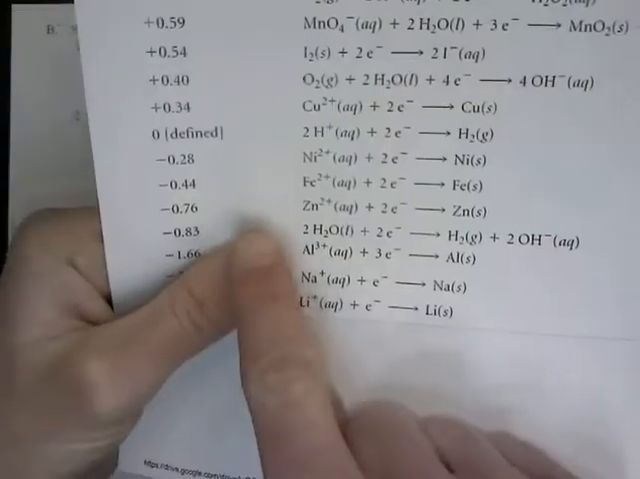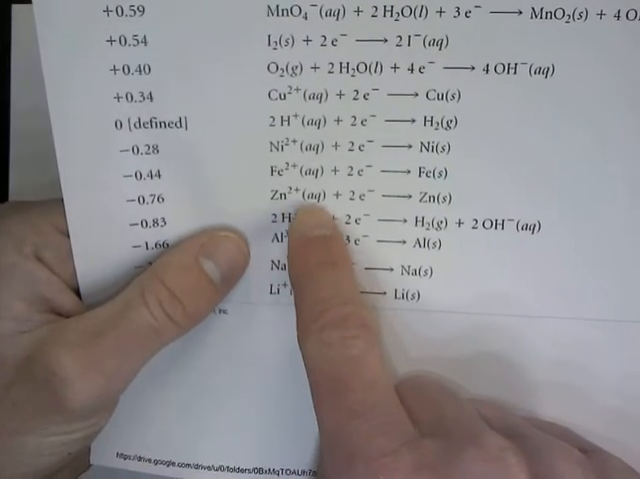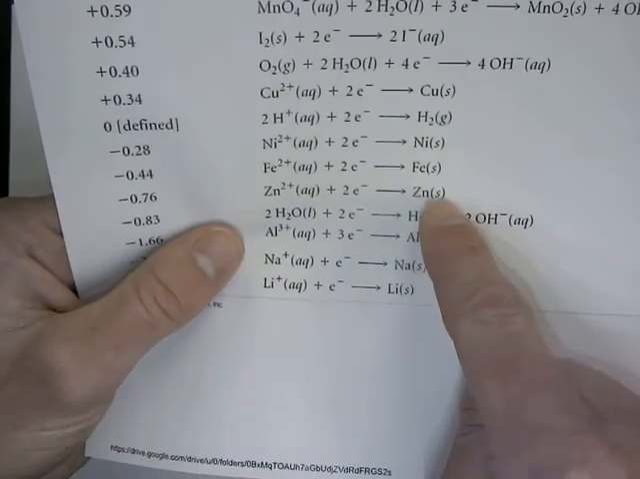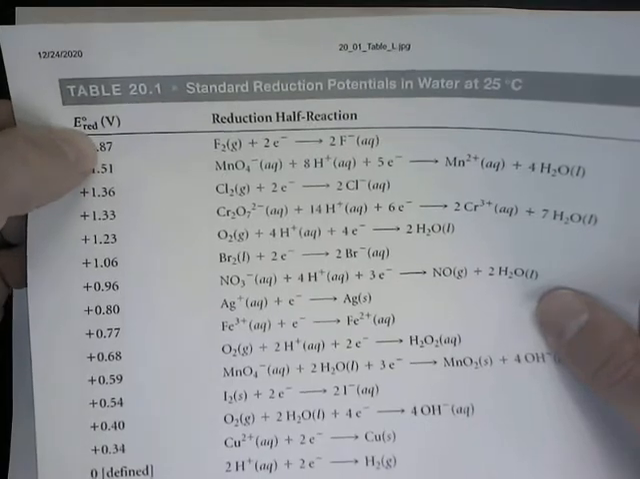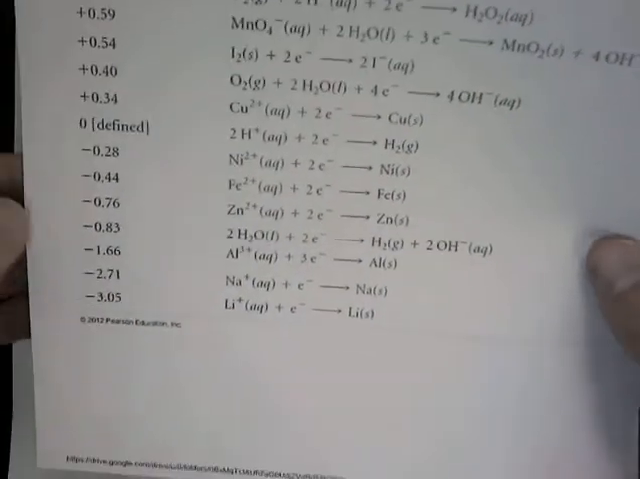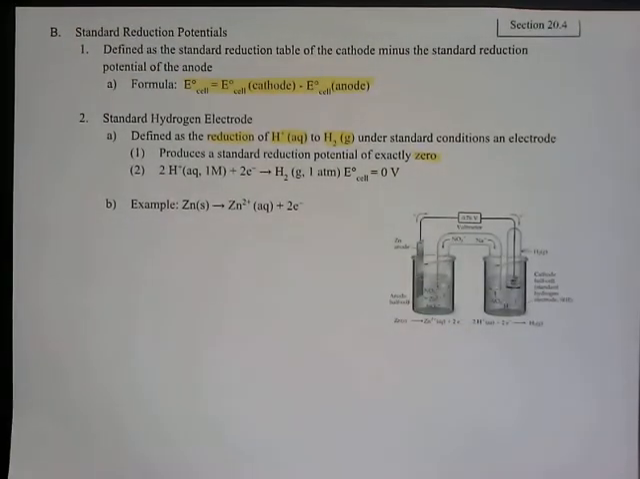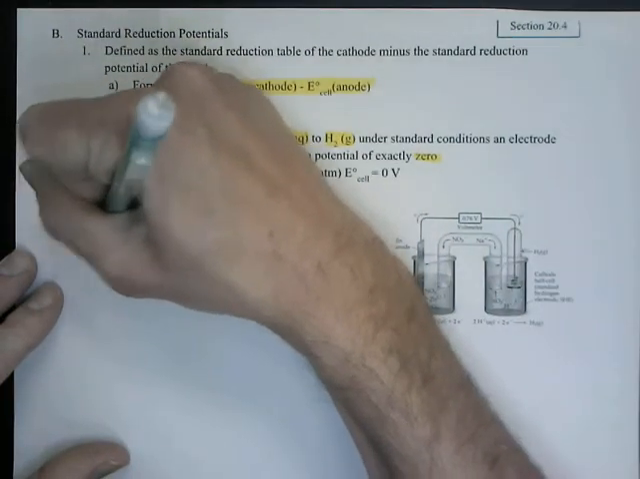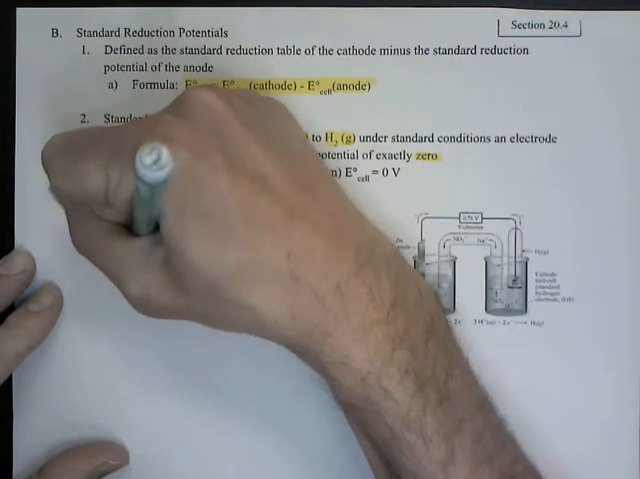Now, what we have here is this. We have Zn2+ plus 2 electrons yields solid zinc, and that gives us our standard cell potential in volts of negative 0.76. And I'm going to write that down and talk about it here momentarily, okay?